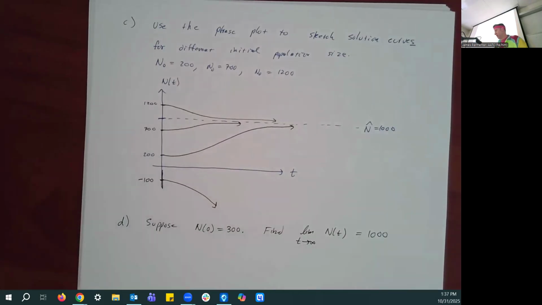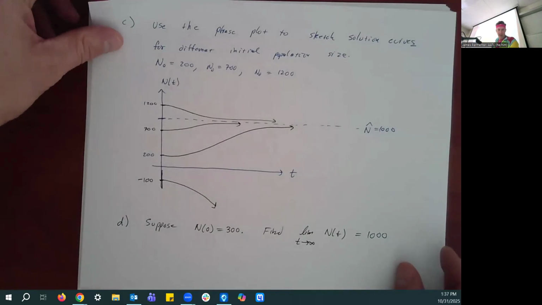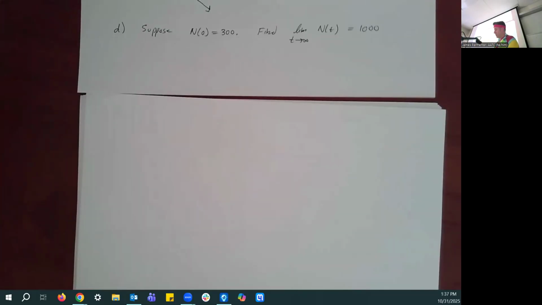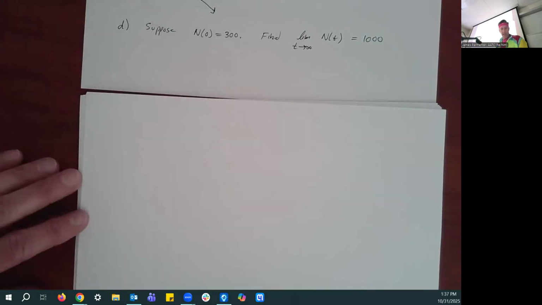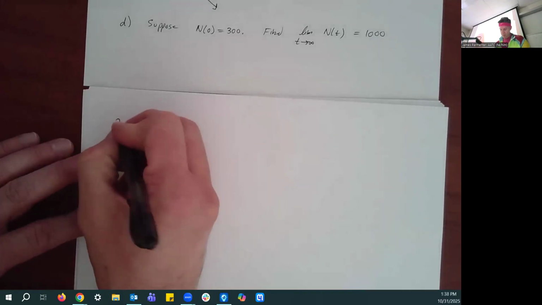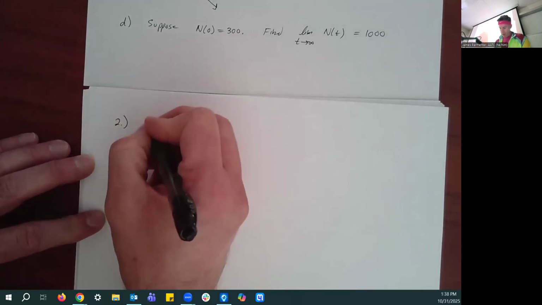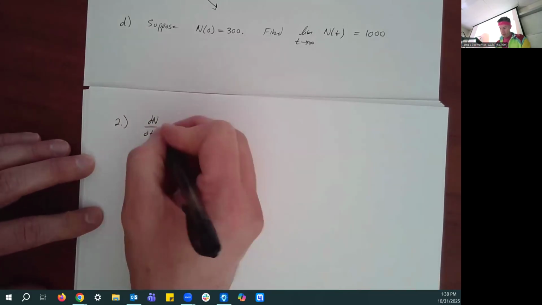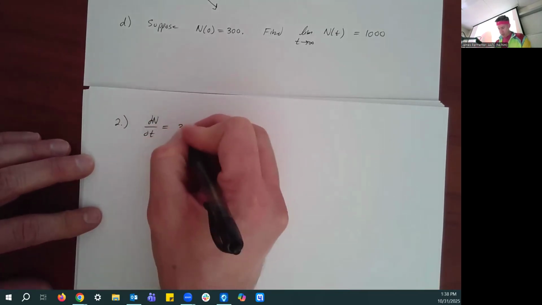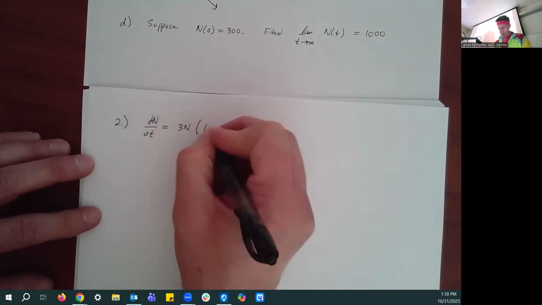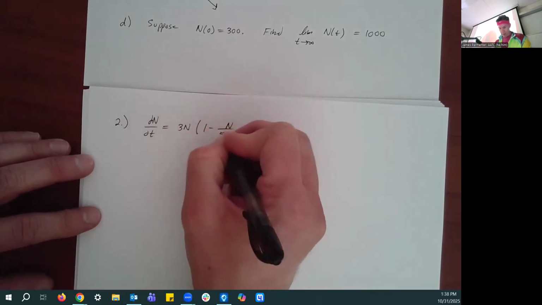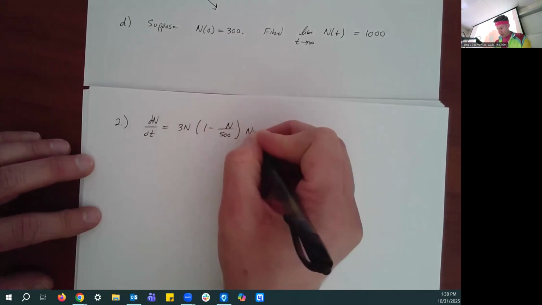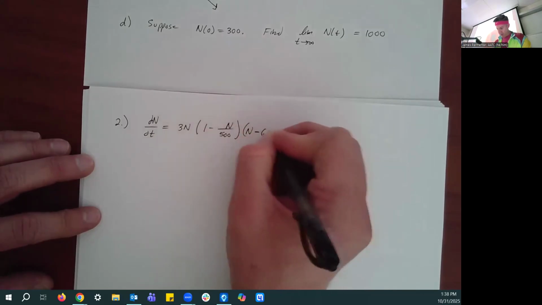Okay, let's look at another example. Yeah, we got time. So let's say we have a slightly different situation, but similar. Let's say now our dN/dt, our rate of change of our population size, is equal to 3 times n times 1 minus n over 500 times n minus 60.